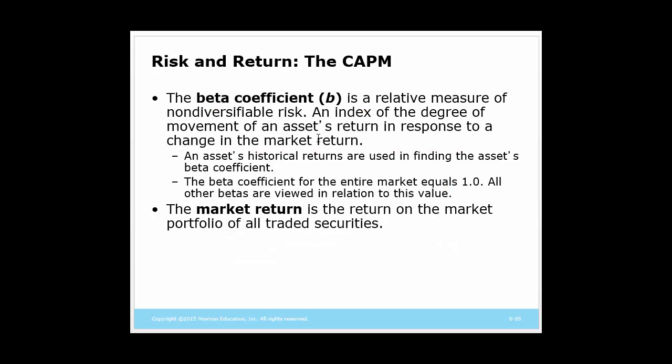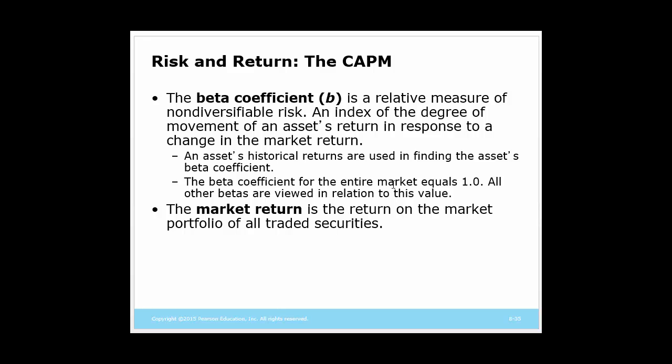So if we have portfolios that have very little diversifiable risk, we need to have a way to measure market risk. And the way we measure market risk is through something called the beta coefficient. It's a relative measure of market or non-diversifiable risk. It tells me how the asset responds to changes in the stock market.